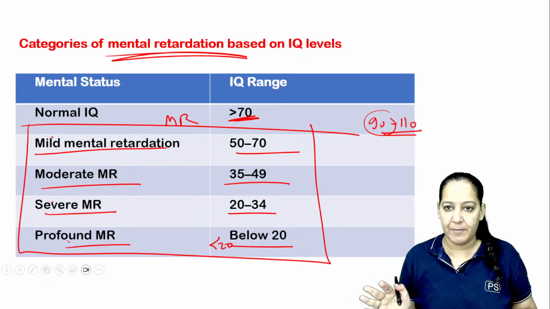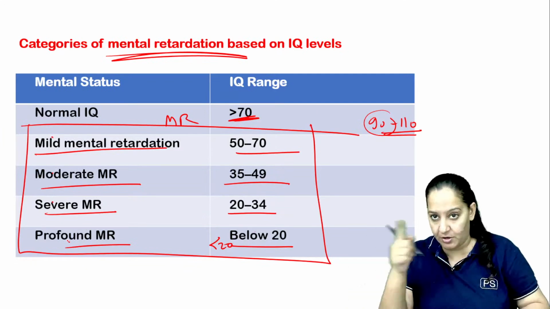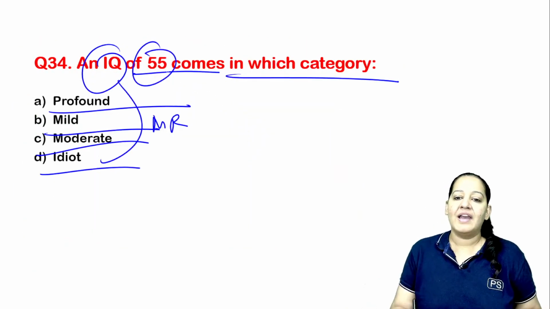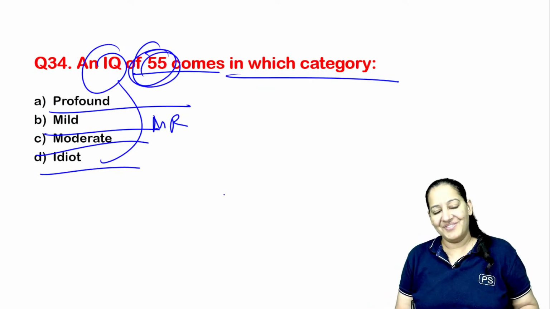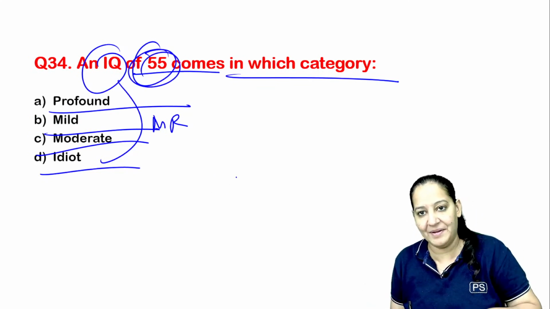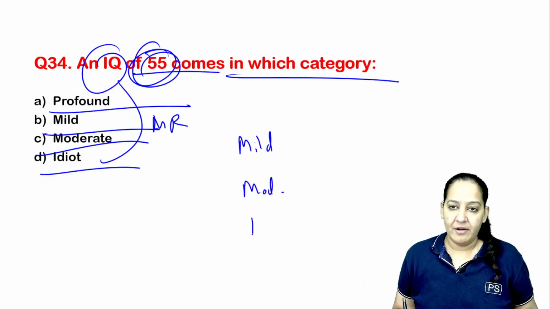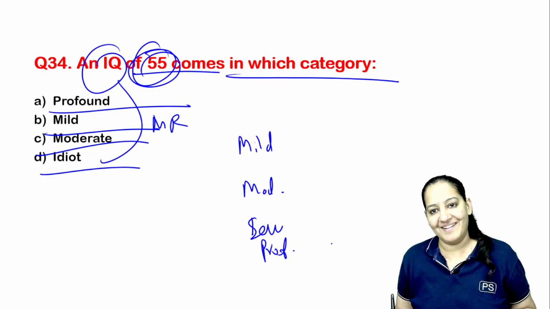So we have done everything about the IQ. Either you will get a question on this scale. Now have a look on your question. You can make it out. An IQ of 55. So what is the category, in which range is it coming? Let me write the range. Mild mentally retarded, moderate mentally retarded, severe mentally retarded, and profound mentally retarded.